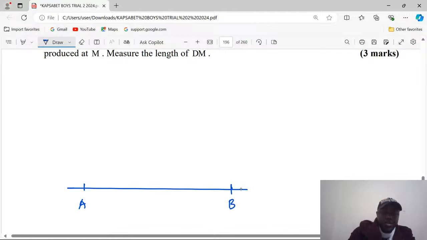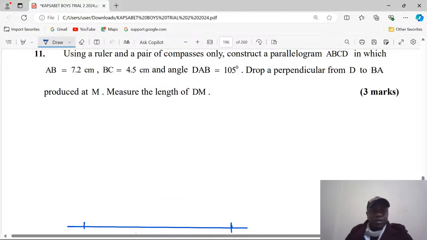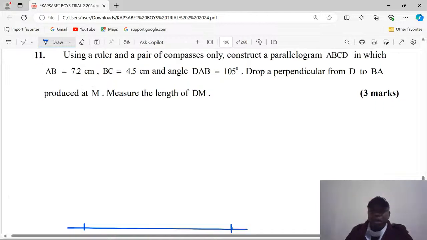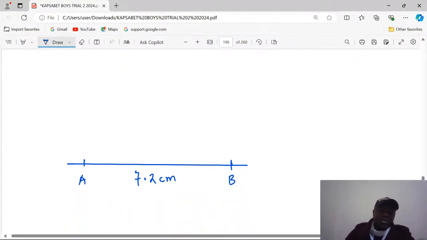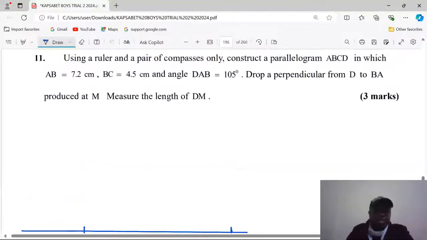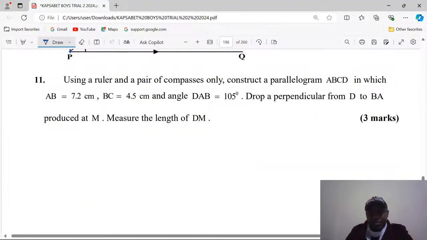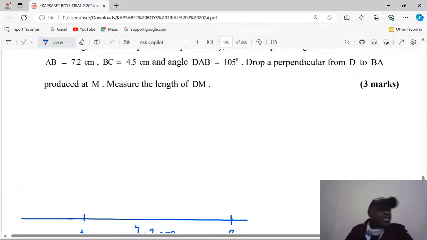Remember, I'm just issuing guidance on this. I'm not having some equipment for construction on the screen. So I just have to guide, or rather I'm giving a sketch. 7.2. Then the angle at A is 105. For us to get an angle which is equivalent to 105, we are supposed to know that 105, we just need 90 degrees.